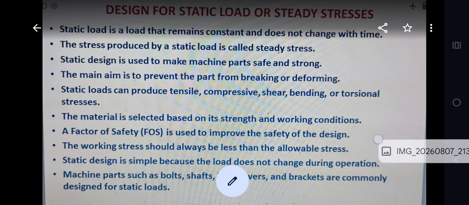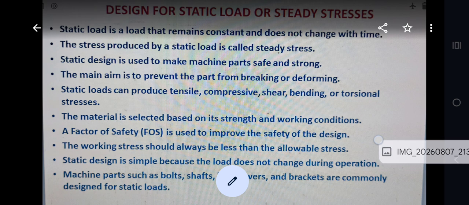Therefore, machine design or mechanical design is basically a process of answering what should be the size and material of the component so that it can safely carry the applied load.